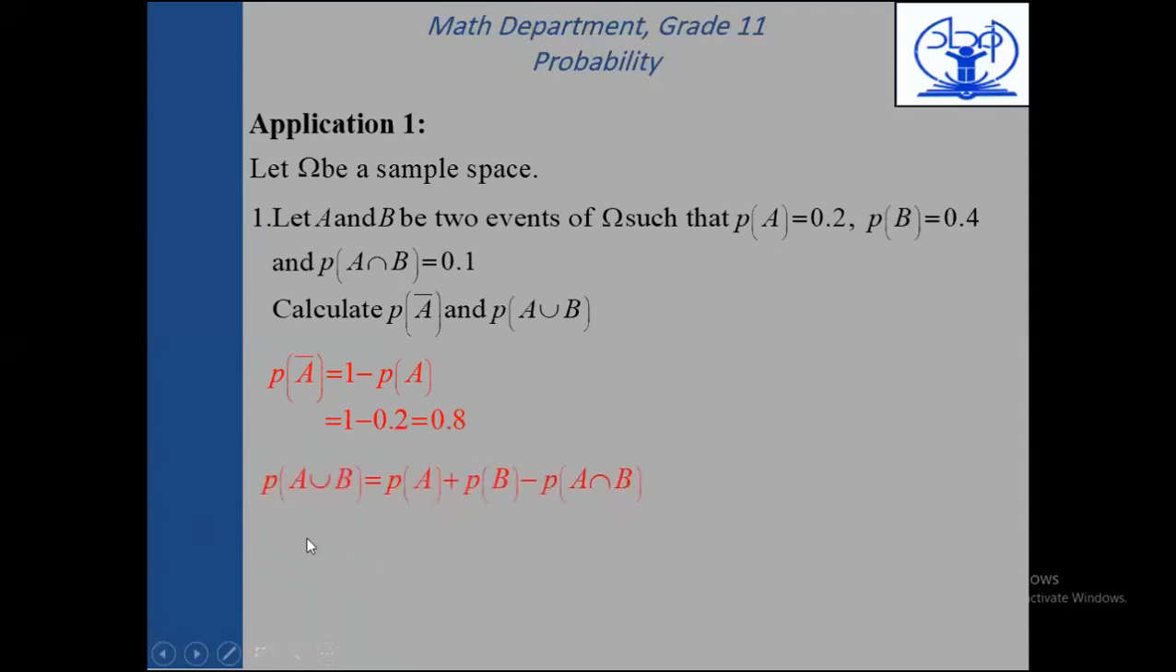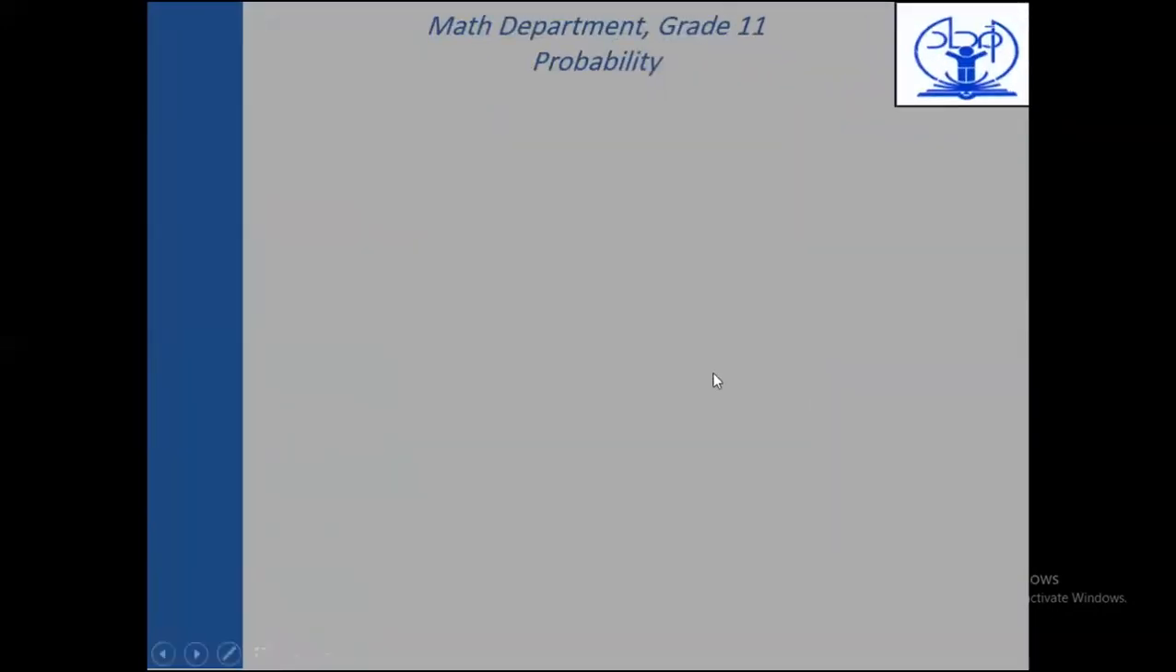Now, what is the probability of A union B? Using the formula, it's probability of A plus probability of B minus probability of the intersection. Plugging in the values, you will get 0.5.